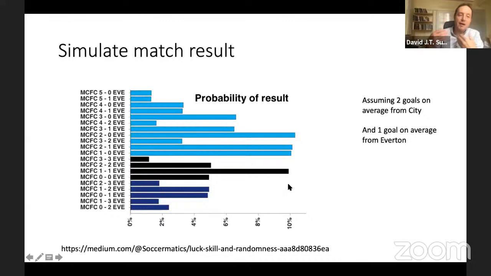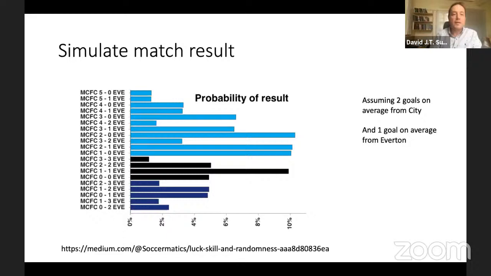Okay, and what we can do, and I'm going to come to how we do it over time, but one thing we can do quite simply, before we start fitting the model, is assume that Manchester City score 2 goals on average and Everton score 1 goal on average. This is from something I did a few years ago. The link is at the bottom. City were going to play Everton. And just to illustrate again the power of the Poisson distribution, I assume the Poisson parameter for City is 2, and the Poisson parameter for Everton is 1.